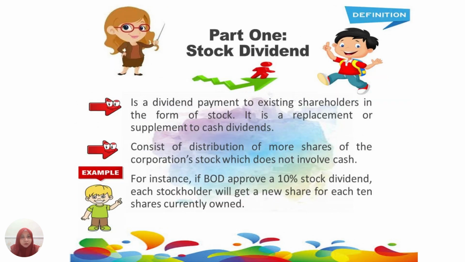Now we proceed with Part 1, which covers stock dividend. It is a dividend payment to existing shareholders in the form of stock. It is a replacement or supplement to cash dividend. It consists of distribution of more shares of the corporation's stock, which does not involve cash. For example, if the Board of Directors approves a 10% stock dividend, each stockholder will get a new share for each 10 shares currently owned.